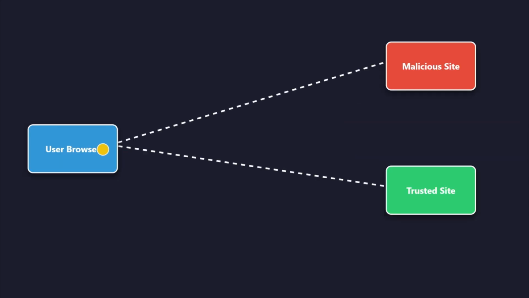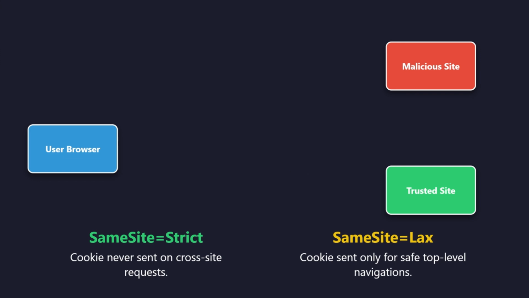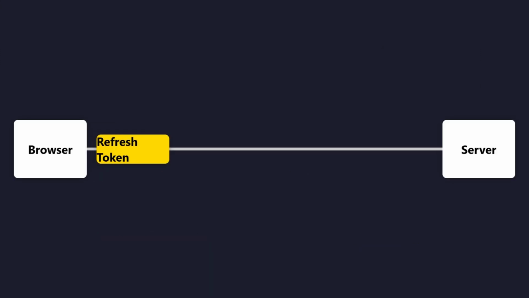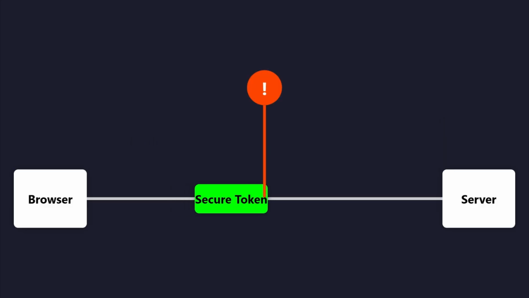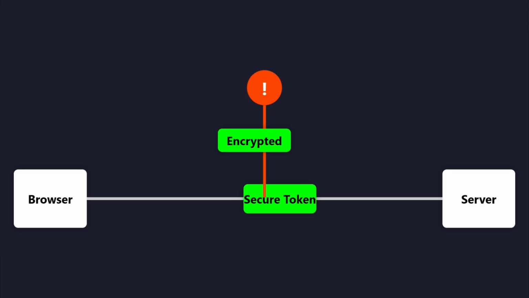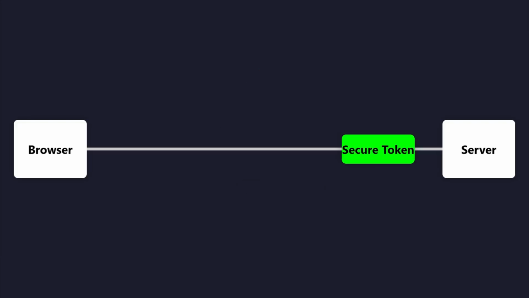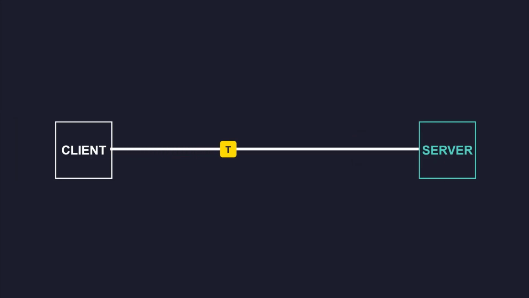The SameSite attribute on cookies prevents the browser from sending tokens during cross-site requests. Setting this to strict or lax protects your users from unauthorized actions triggered by malicious external websites. The secure flag ensures the cookie is only transmitted over encrypted connections. This prevents man-in-the-middle attackers from intercepting the refresh token while it travels across the network.